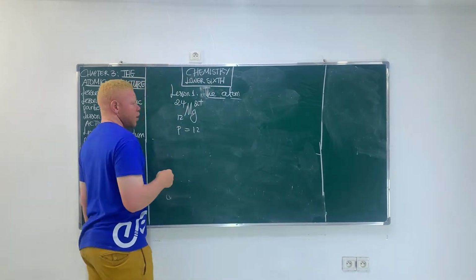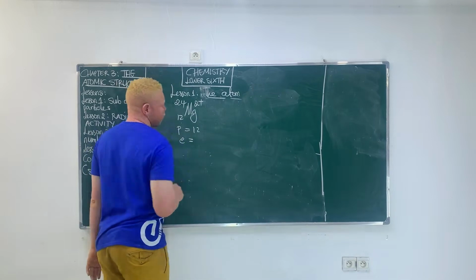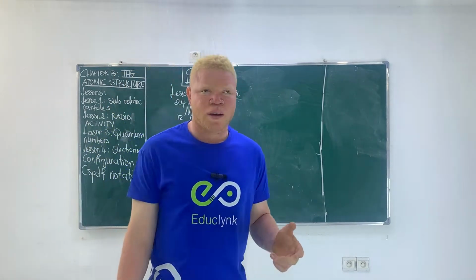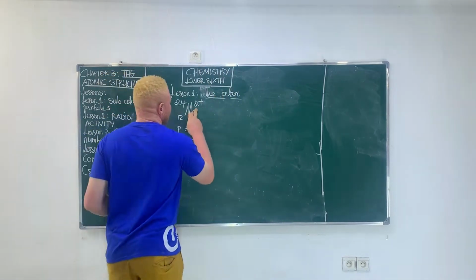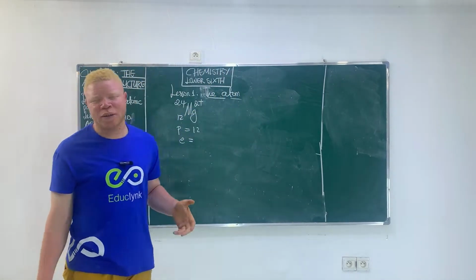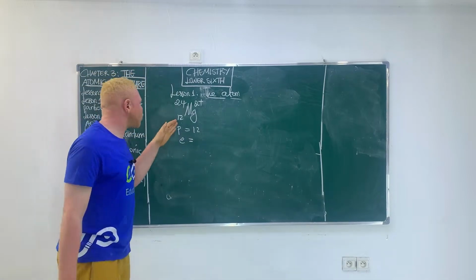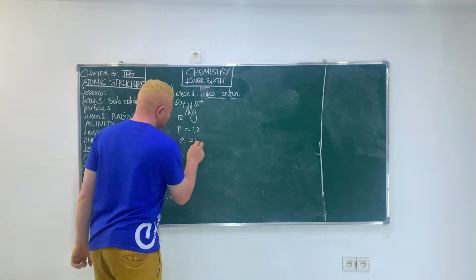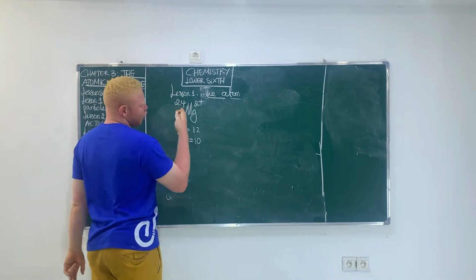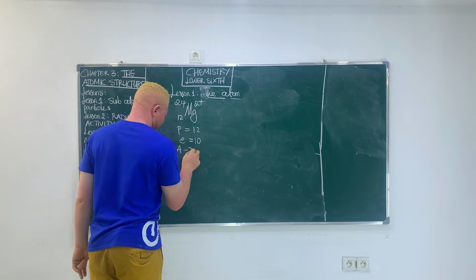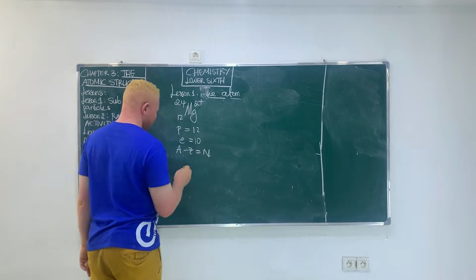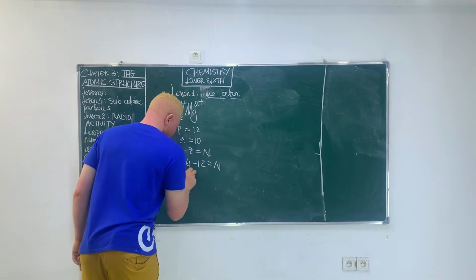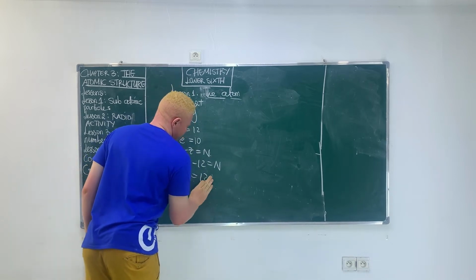But the electron number is affected, because if the atom is positively charged, it means it has lost electrons. In this case, it is plus 2, meaning that it has lost 2 electrons. Normally, the number of electrons was 12, minus 2 electrons, the number of electrons dropped to 10. But the neutron number is not changed. A minus Z equals N, such that 24 minus 12 equals N. So N is 12 neutrons.